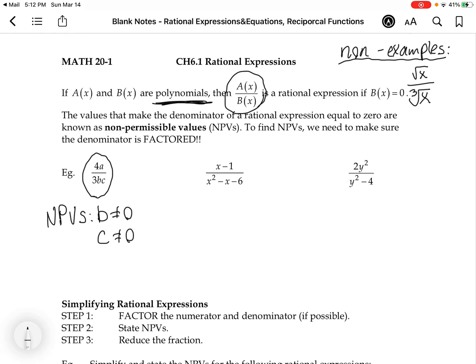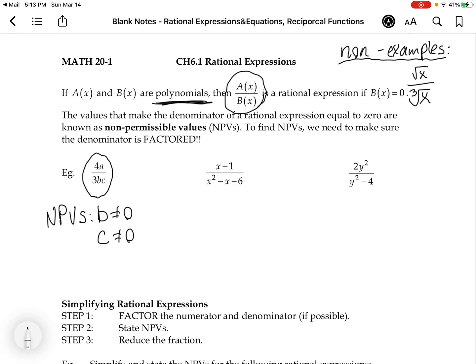Okay, now in this case, this was a monomial. So in one sense, this was sort of factored, because we can see what are the things that we're multiplying together in the denominator. We're multiplying a 3 times a b times a c. In this second example, x minus 1 over x squared minus x minus 6, to figure out what values of x would make the denominator equal to 0, we need to have the denominator factored. And in fact, just to figure out non-permissibles, all you have to do is factor the denominator. But my sort of mantra in this unit is, when in doubt, factor.